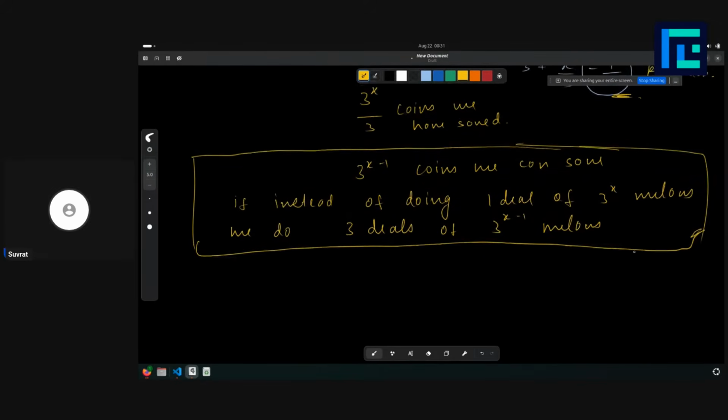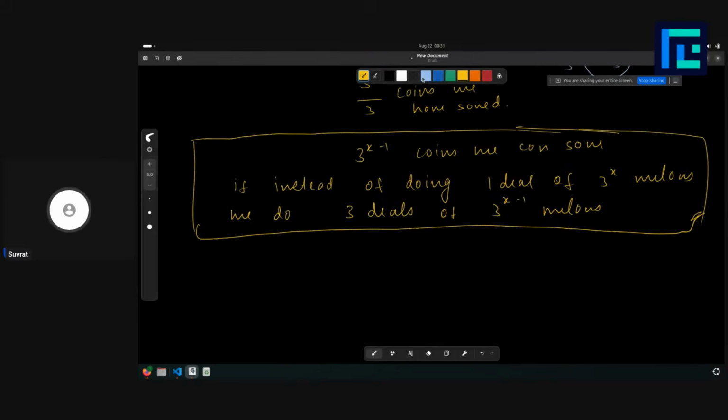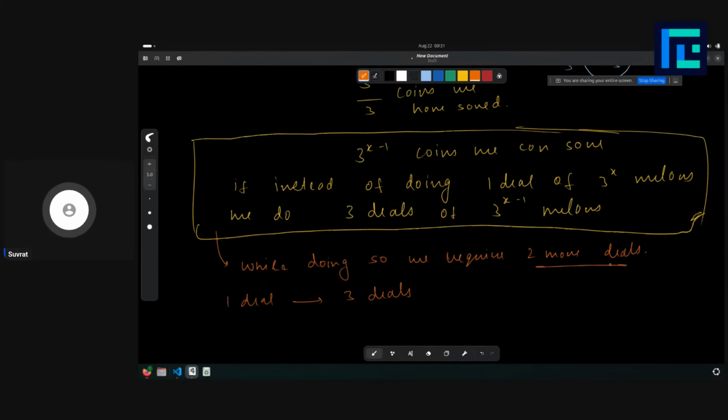Also, by doing so, we require 2 more deals, because initially we were doing this in one deal, and then we were doing this in 3 deals. So 2 more deals we require if we are saving 3 to the power x minus 1 coins.